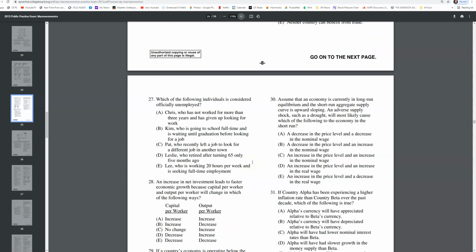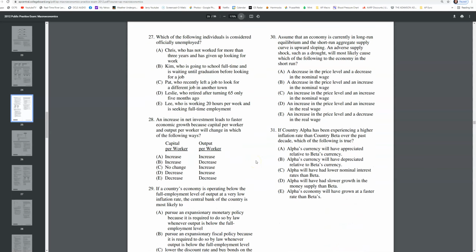27, remember 3 types of unemployment: frictional, structural, and cyclical. And go through all the answers. But remember, if somebody's not looking for work, they are not unemployed. And so the C is the answer because he recently left a job to go to another town, so he's between jobs, and that would be frictional unemployment. So C is the answer.